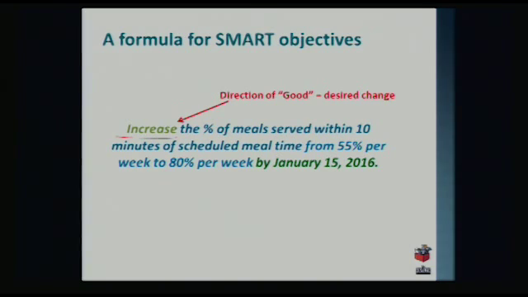So the first thing that a SMART objective needs is a verb and the direction of good. So which way do you want it to go? And in this case, increase. So Stacey's wanting to increase the percentage of meals. Sometimes it's reduce, sometimes it's decrease. And then you've got your SMART objective performance measure in there. And the performance measure, she's got underlined: the percentage of meals served within 10 minutes of the scheduled meal time. So that's what you're going to be measuring.